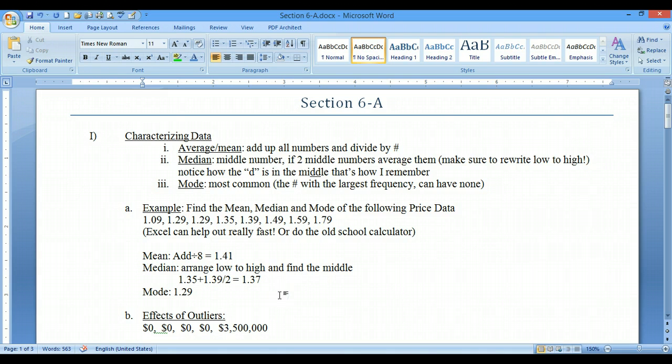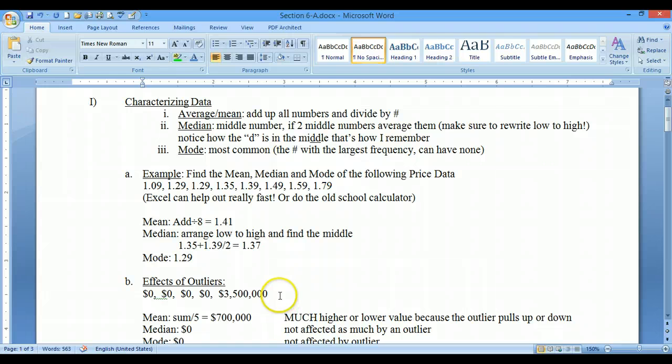Let's move on to B, the effects of outliers. An outlier is a number that is much higher or much lower than most of the numbers. In this case, I have 0, 0, 0, 0, and then $3,500,000. So if I wanted to find the mean, I would add all of these and divide by 1, 2, 3, 4, 5, which gives me 700,000. The median, however, is the middle number, and that's 0. The mode, also I have 4 zeros, so the mode is 0.